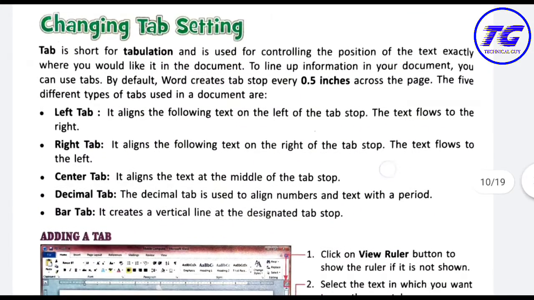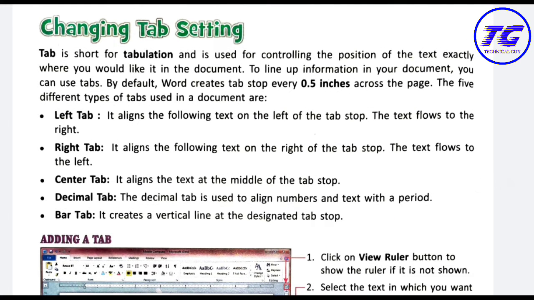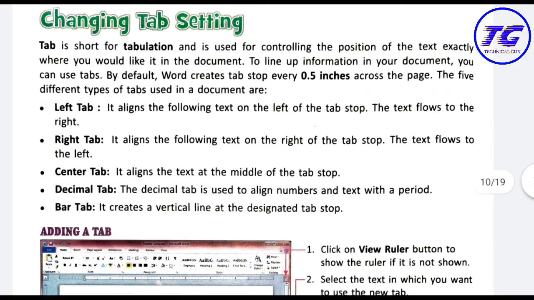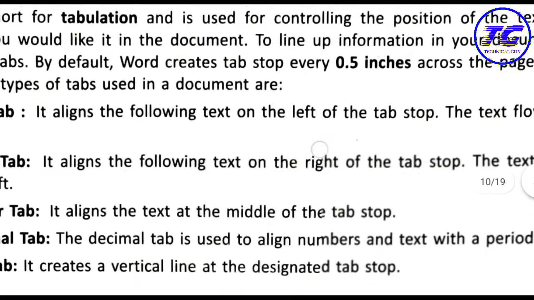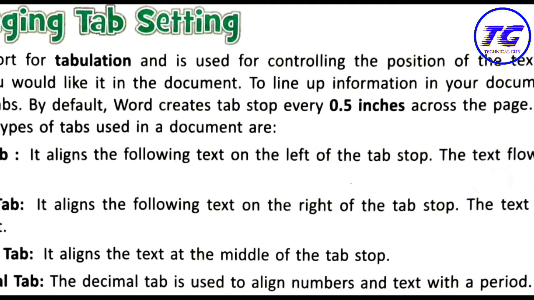Next we have changing tab settings. So tab means the tabulation. So when you press the tab key from the keyboard, you will see that the text is moving or shifting 6 characters ahead. So here by default, Word will create tab stop at every 0.5 inch across the page. So when you will press the tab key from the keyboard, half inch it will move to the next position.